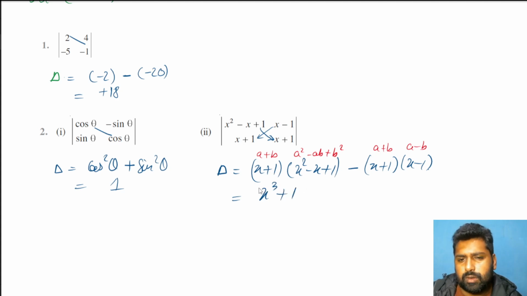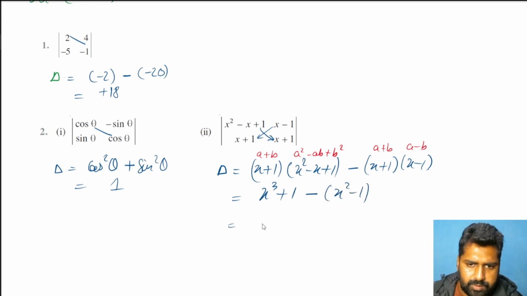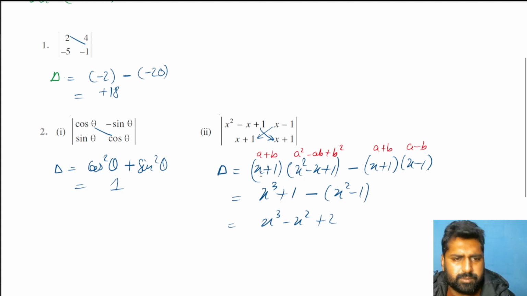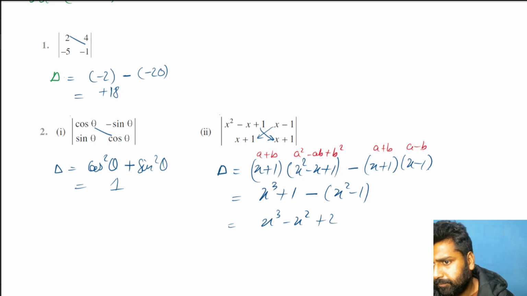So I don't have to completely multiply this. If you want, you can multiply, but with the property this becomes simple. Minus this becomes x square minus 1. So basically x cube minus x square, minus of minus 1, plus 2. All right, so with the property it becomes simple. Otherwise we would have to multiply.